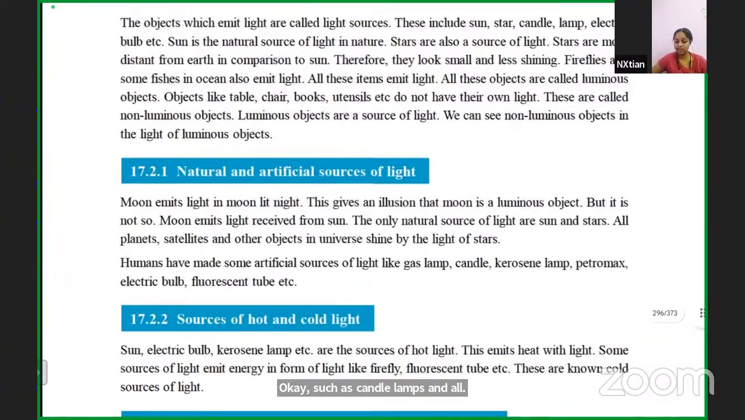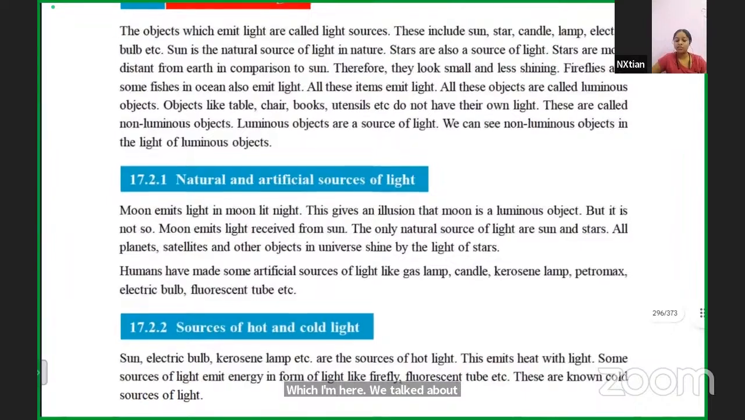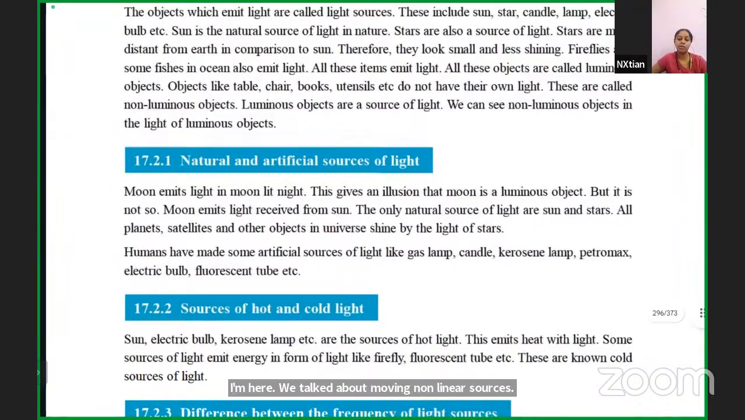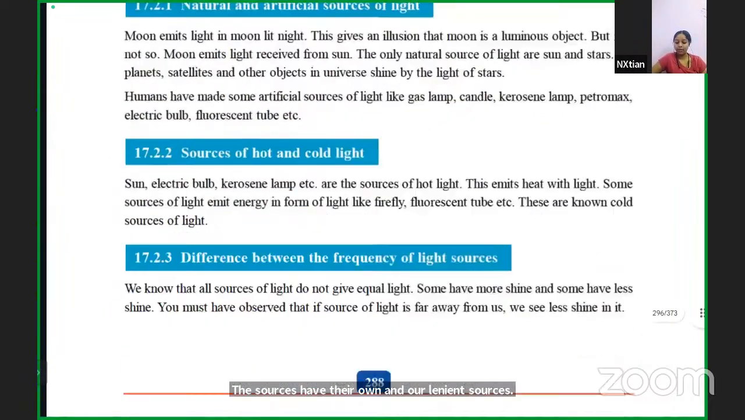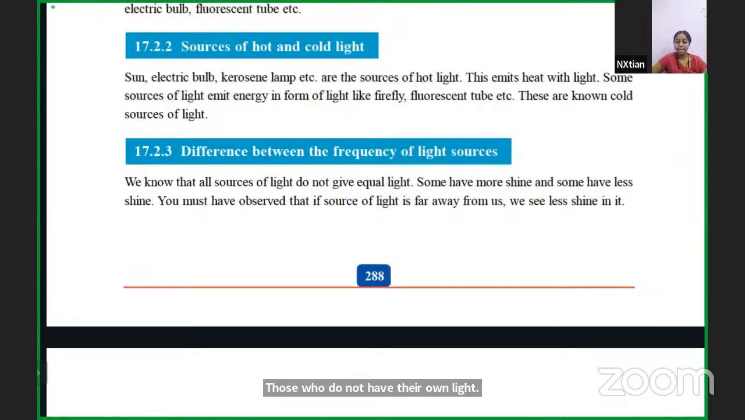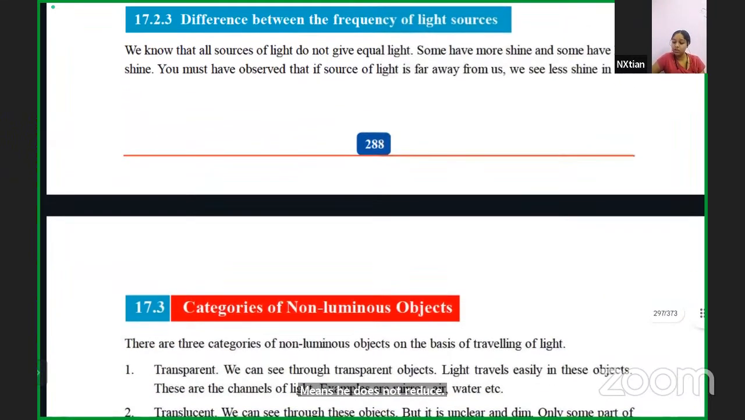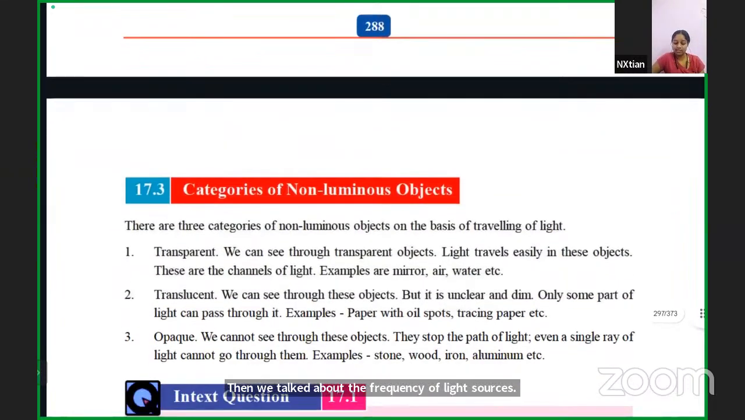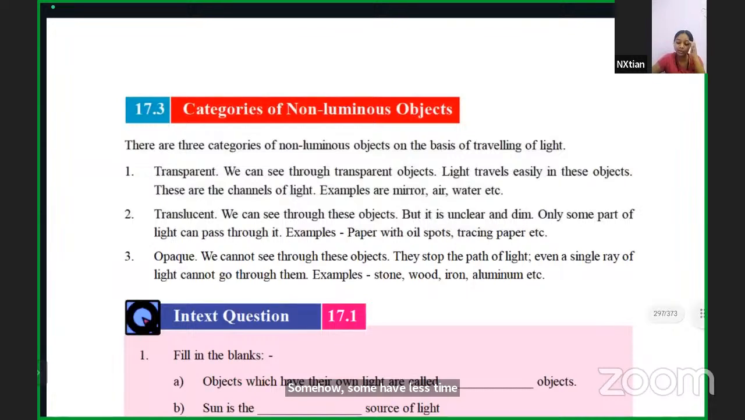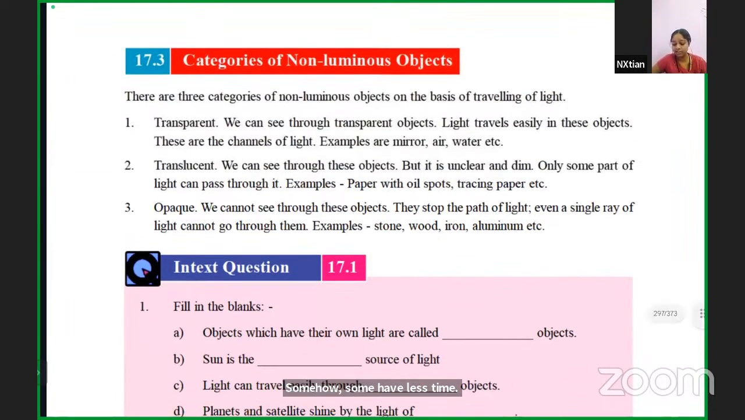We talked about luminous and non-luminous sources. The sources which have their own light are luminous sources, like sun, stars. Those who do not have their own light are non-luminous. We talked about sources of hot and cold light. Hot light means along with light, heat is also produced. Cold light means heat is not produced. Then we talked about the frequency of light sources. Some have more shine, some have less shine. These are the categories of non-luminous objects: transparent, translucent, opaque.